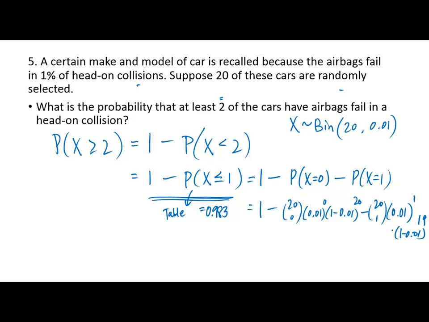So again, remember the table. Here we have n equals 20, so I'll go to the n equals 20 section of that table, find the right success probability column, so p equals 0.01, and then go down to the 1 row and figure out what number that is. So this is 1 minus 0.983, or 0.017.